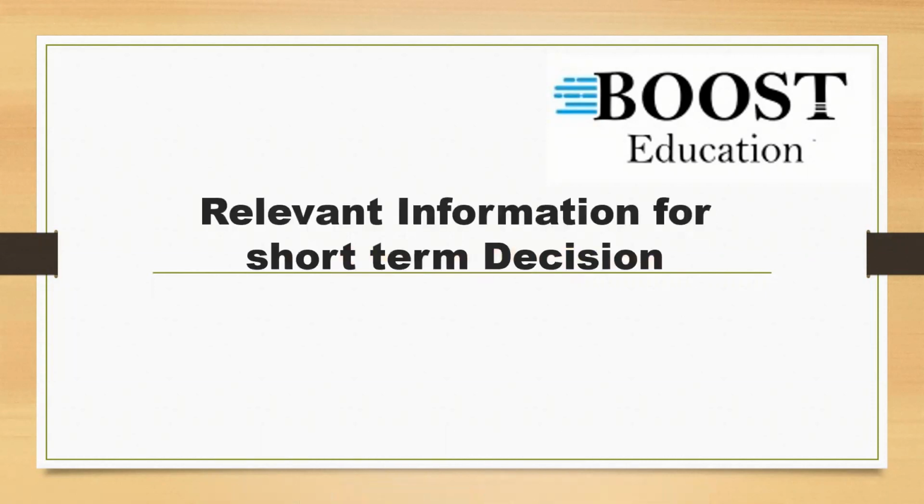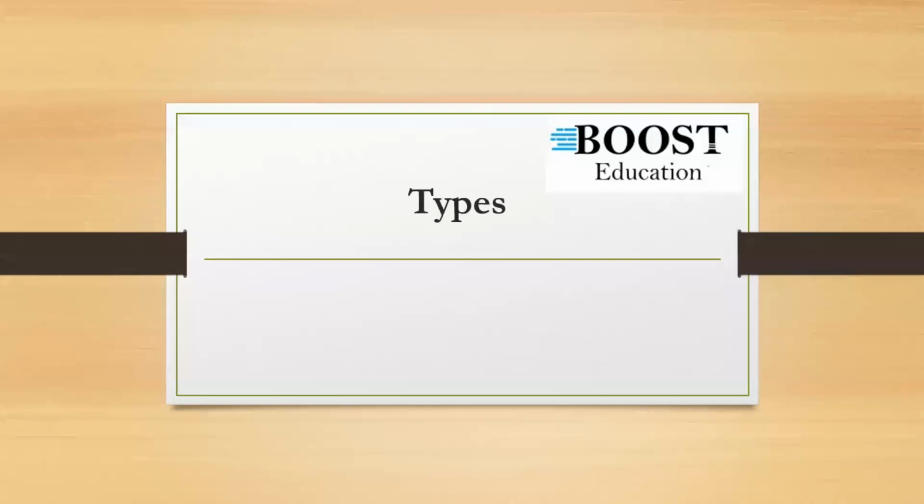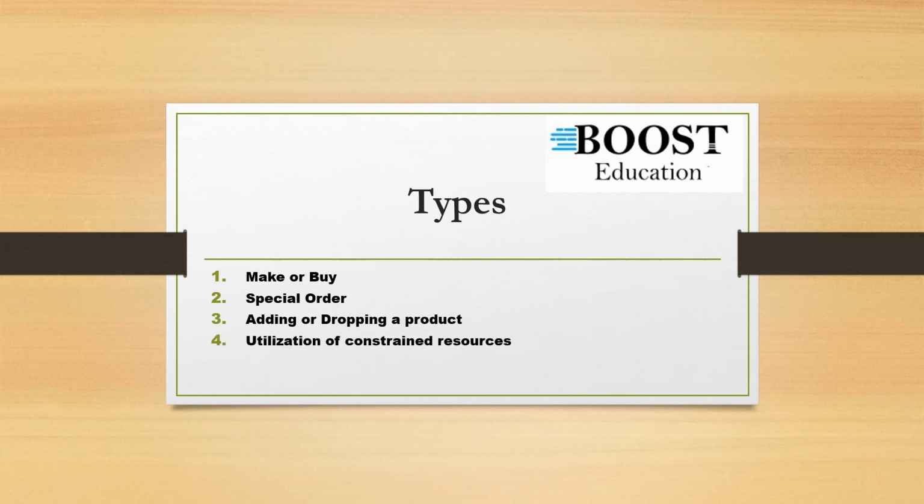Now we will discuss relevant information for our short-term decision. First of all, we have to know what the types of relevant information for short-term decision are. We will learn from our CPA: make or buy decision, special order, adding or dropping a product line, and utilization of a constrained resource. Those four topics will be the major discussion we will learn from our CPA management accounting topic.